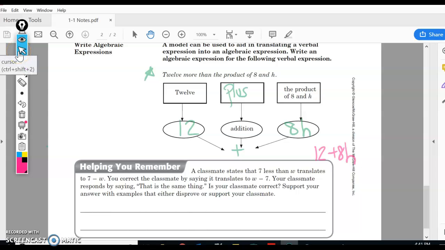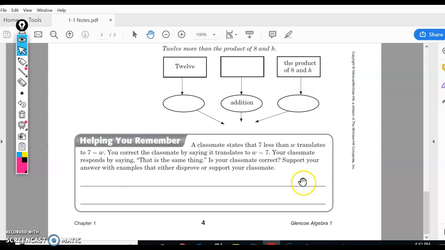Helping you remember. A classmate states that 7 less than w translates to 7 minus w. You correct the classmate by saying it translates to w minus 7. Your classmate says that's the same thing. Is your classmate correct? Support your claim with examples. This is probably the most important thing you'll need to know in today's lesson.